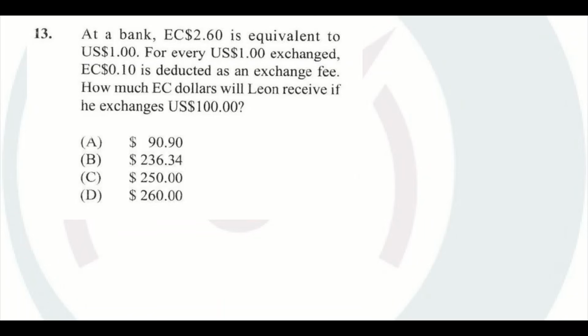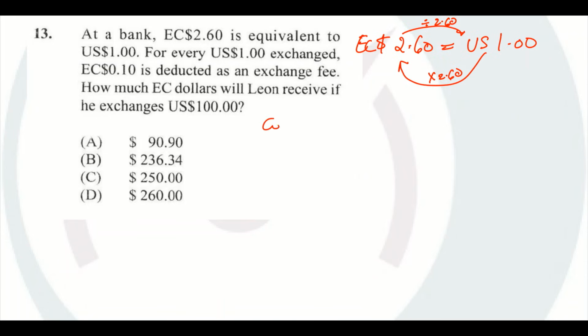Now let's look at our conversions first. So we know that $2.60 EC is equivalent to US $1. Alright, so if we're going from EC to US, we're going to divide by $2.60, and if we're going from US to EC, you're going to multiply by $2.60.